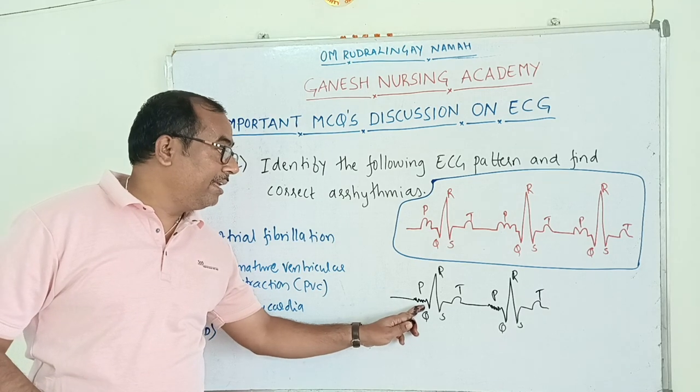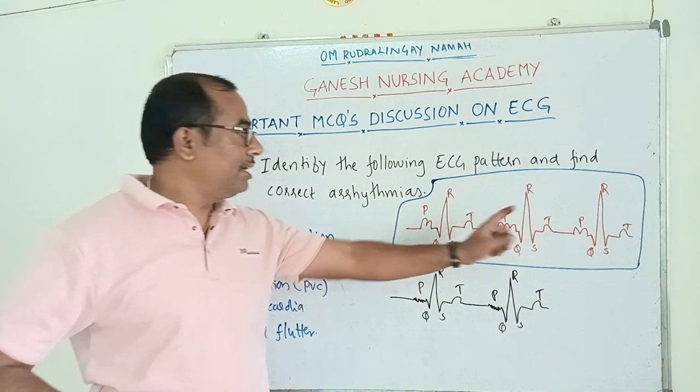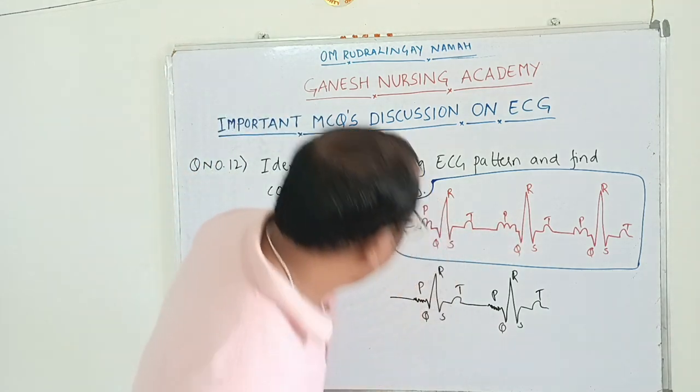So instead of P wave there will be irregular waves. So that is atrial fibrillation. Here it is not like that, so it is not a correct option.